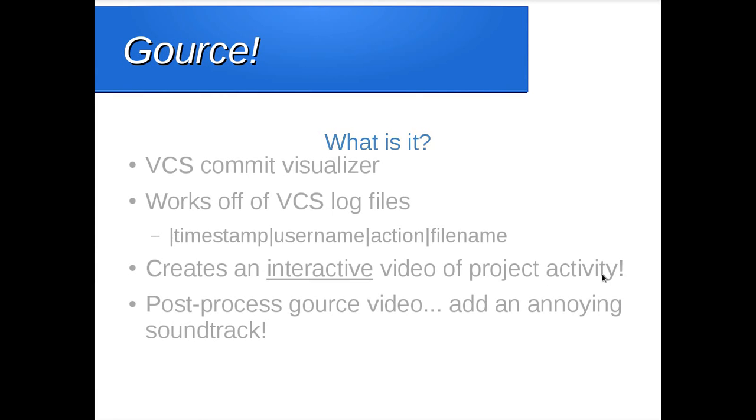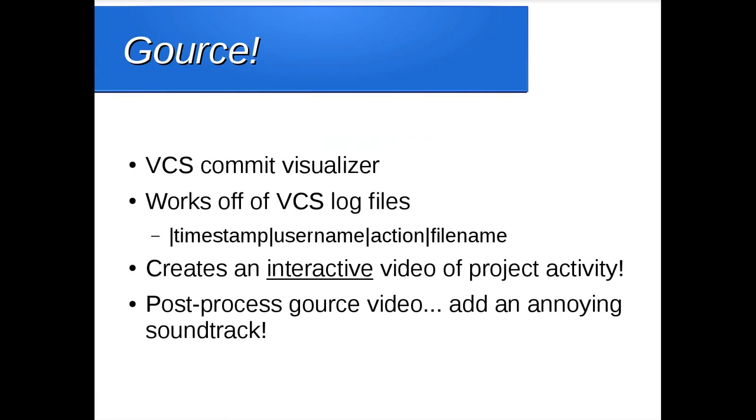So what is Gource? Gource is a VCS commit visualizer. So that's a version control system commit visualizer. It works off of VCS log files, which are actually really simple. It's just a timestamp, a username, the action like add, delete, modify, and then the file name that's being acted on. And what Gource does is it creates an interactive video of your project activity.